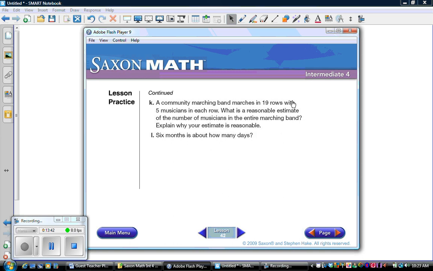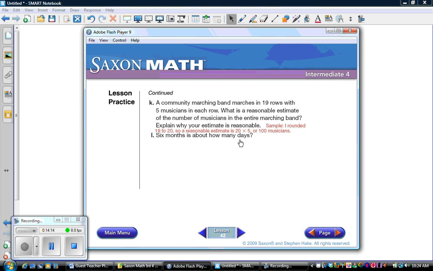A community marching band marches in 19 rows with 5 musicians in each row. What is a reasonable estimate of the number of musicians in the entire marching band? And explain why your estimate is reasonable. Okay, 5 is a nice number to work with. 19, we could just round that off to 20. And 5 times 20 is 100, right? Okay. And since we rounded 19 to 20, a reasonable estimate is 20 times 5, or 100 musicians.